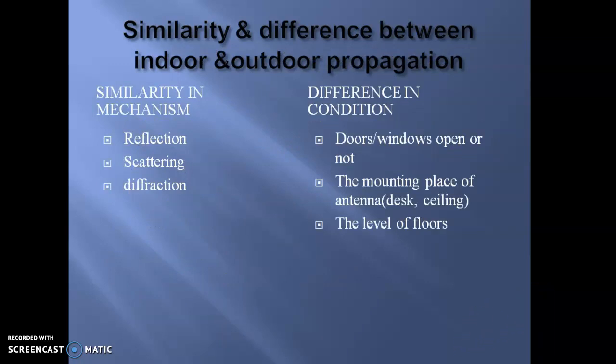Here we discuss the similarities and differences between indoor and outdoor propagation. There are many similarities: reflection, scattering and diffraction always occur in both indoor and outdoor propagation. The differences are in conditions, such as whether doors and windows are open or not, the mounting place of the antenna, like the desk or ceiling, and the level of the floors.